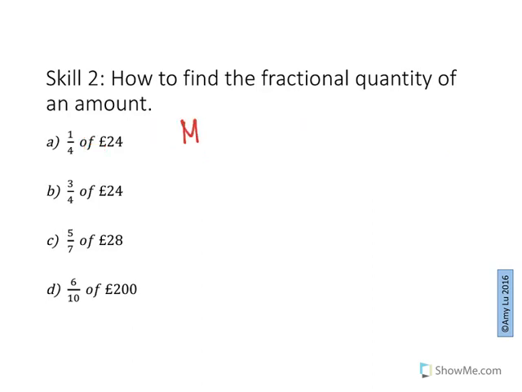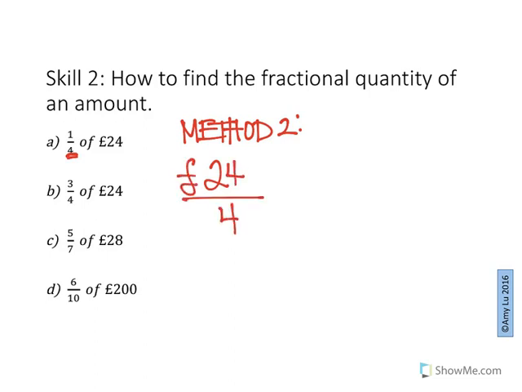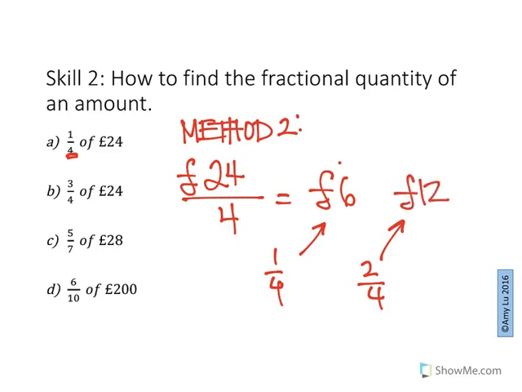Method 2 is to simply find your parts. So I see that I want fourths. So I will take 24 pounds and I will divide it by 4 parts, which makes 6. And this represents 1/4. 1/4 is 6. So if the question were actually like 2/4, then 2/4 would be 2 of these 6s, which would make 12. But in this case, since I only want 1/4, I want the answer of 6 pounds.